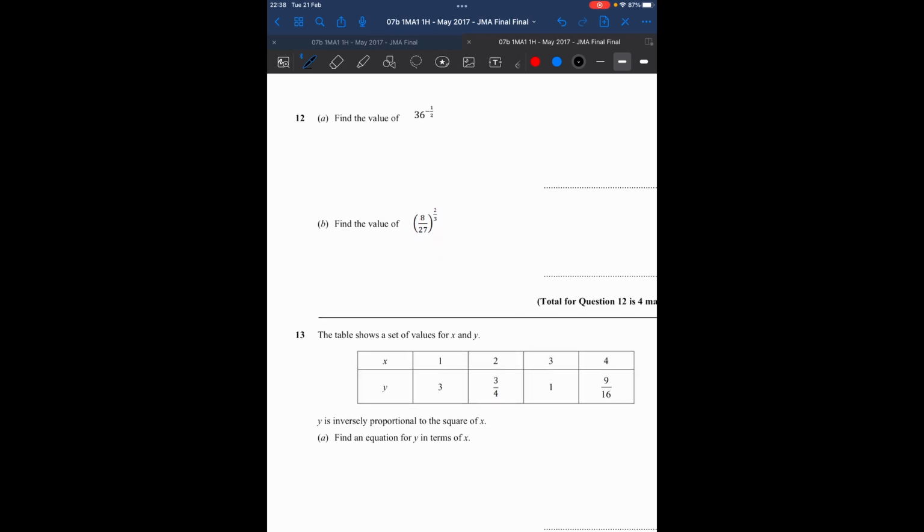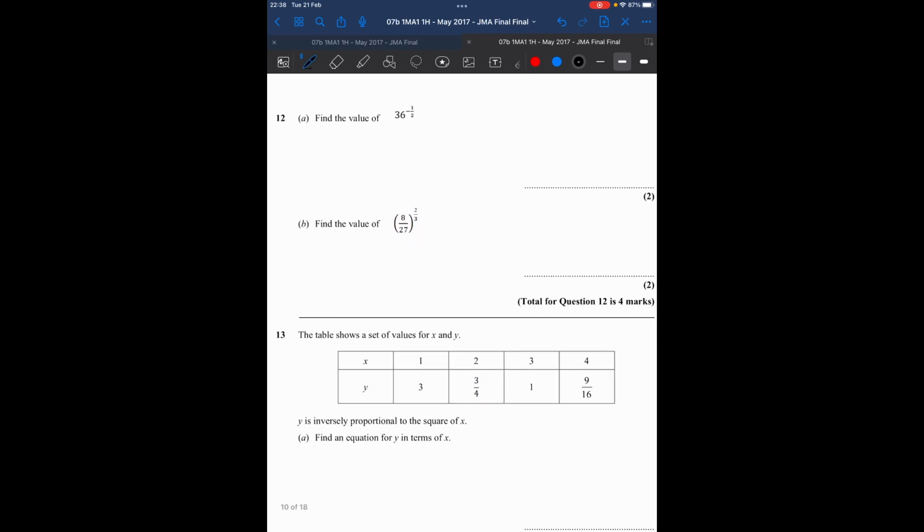Okay, we've got an indices question. Find the value of 36 to the power of minus a half. You can answer this by doing the half and then the minus, or the minus then the half. I'm going to answer the question like this. Half means that I need to do the square root. The square root of 36 is 6. Inside that bracket, that becomes 6. 6 to the minus 1 means the reciprocal, so we're just going to say 1 over 6. That's the way we could do that.